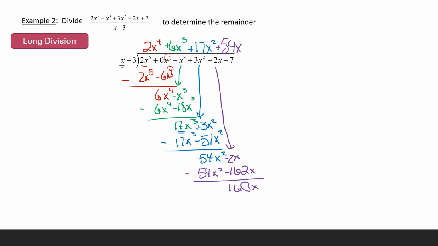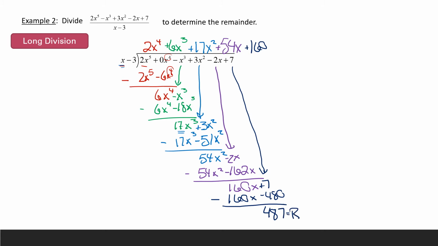Bring down the 7 plus 7. Divide one more time, and we get 160. That's 160x minus 480. Subtract all of that, and we're left with 487 for our remainder. And we can't go any further.